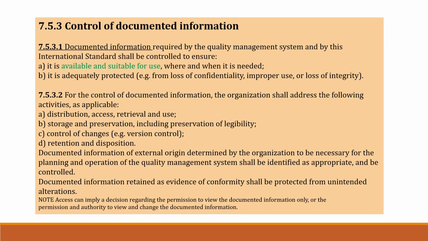Next thing on this is control of documented information, and this goes for both the documents and the records. Basically says that documents shall be controlled to be available and suitable for use and adequately protected from changes. And in the next part, there's a whole list of things that you have to address in order to sufficiently address these requirements. Documents of external origin, that is to say, a document that you got from somebody else, has to be controlled in some fashion. And documented information retained as evidence of conformity, that is to say, test records or release records, shall be protected from unintended alterations. That's the anti-whiteout requirement.